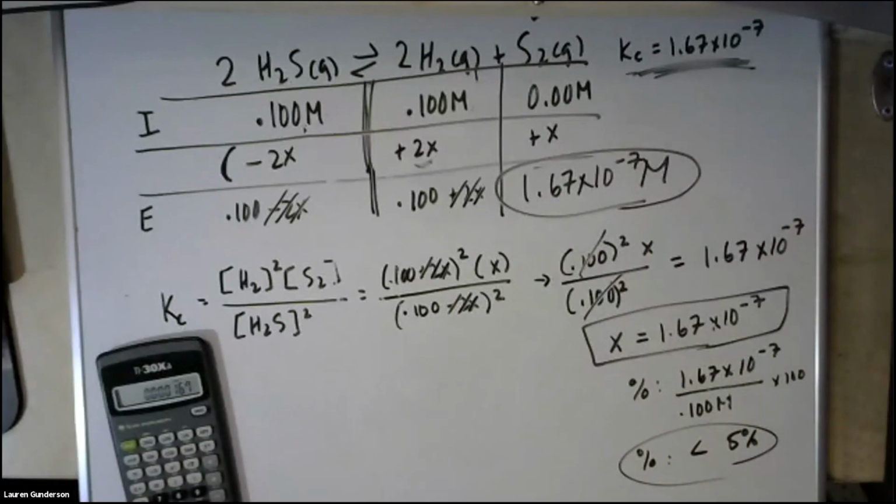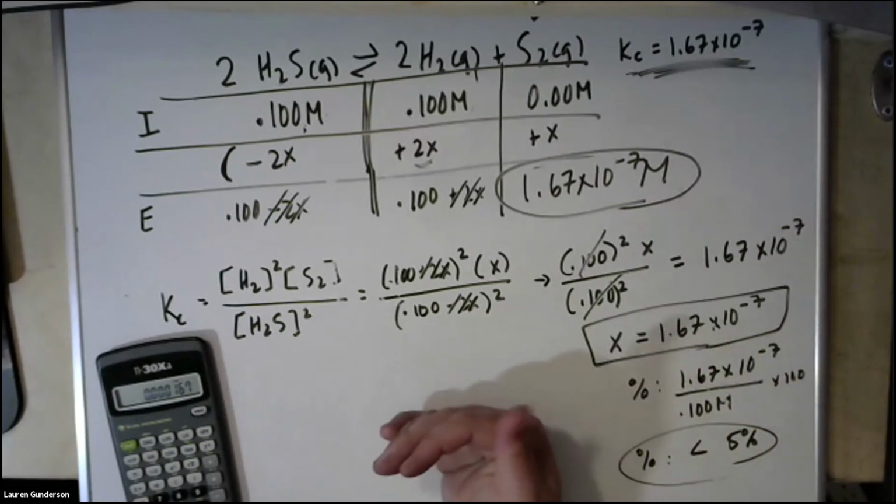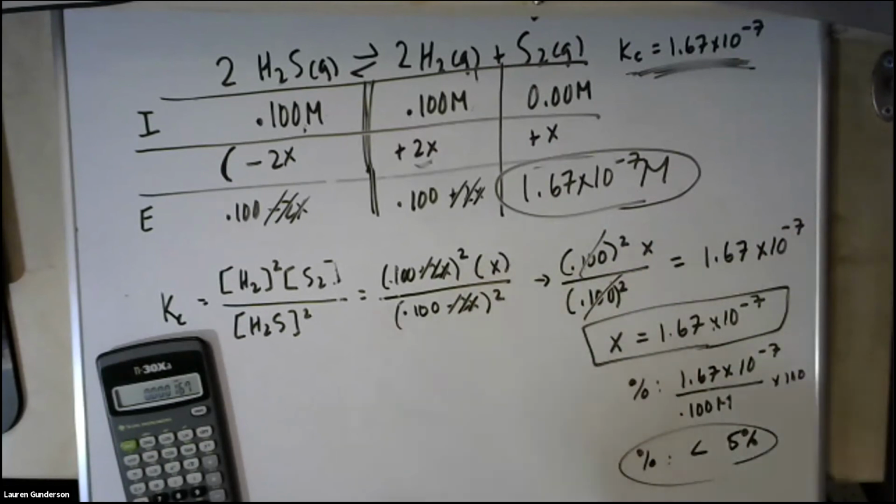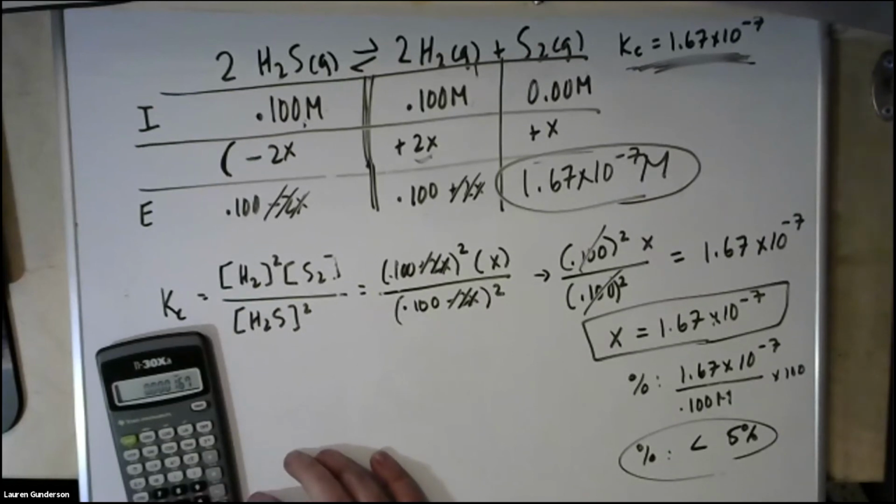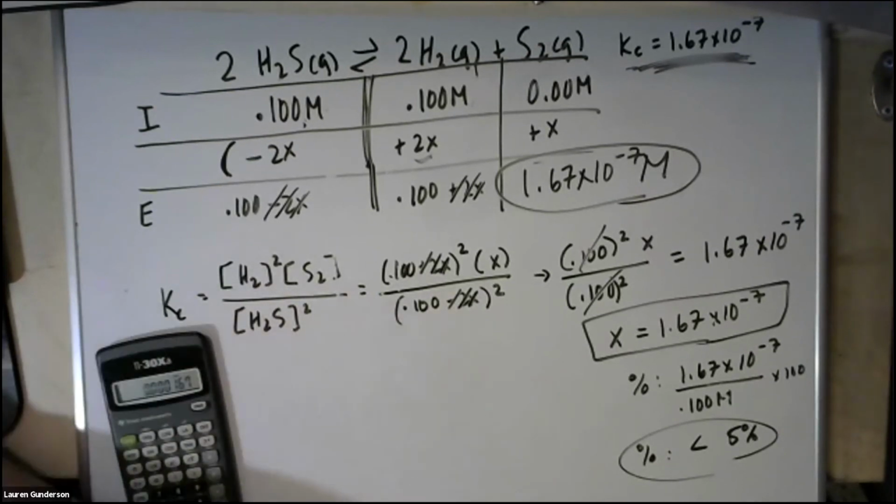Okay, and again, if that value, when you do your 5% check, is above 5%, then you just go back and you can do the quadratic equation and solve for x that way. Okay. So I think we're gonna move on to some Le Chatelier questions.